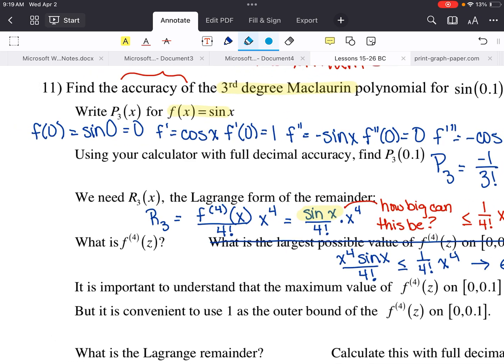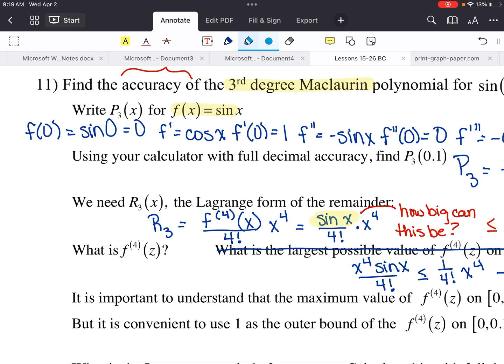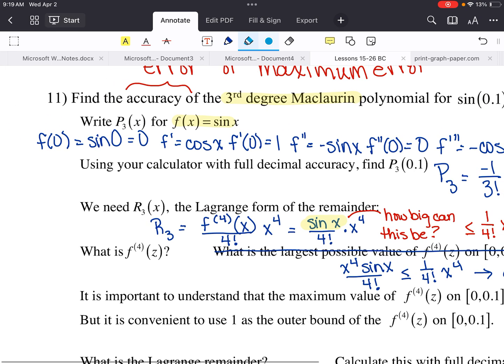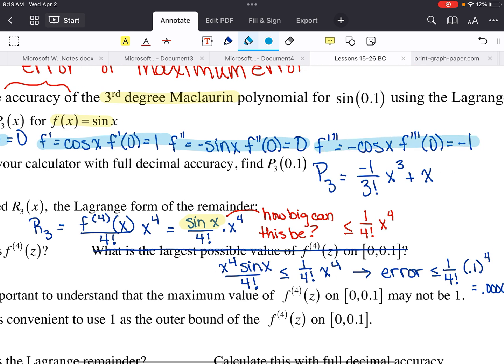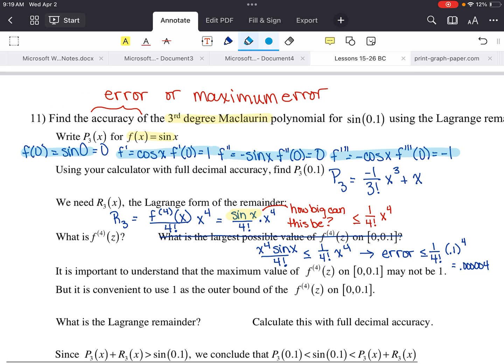Okay, here's how this goes. You're going to write your polynomial the same way that you did before. So this is Maclaurin, so it's centered at 0. I'm going to find f of 0. I'm going to find the first derivative at 0, and the second derivative at 0, and the third derivative at 0, and then I'm going to stop because it said third degree.